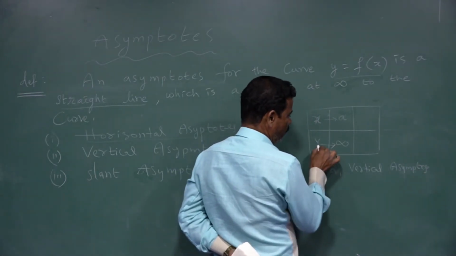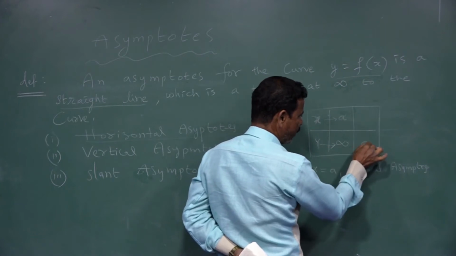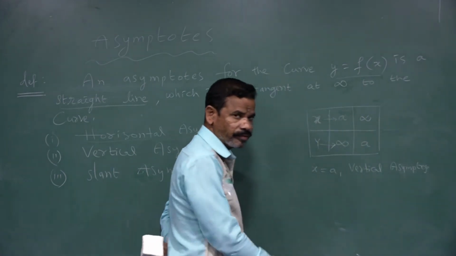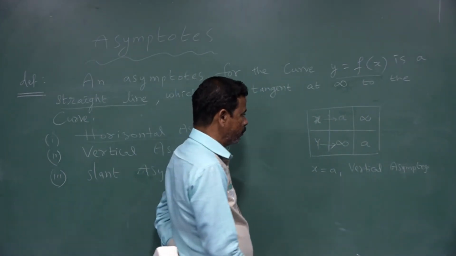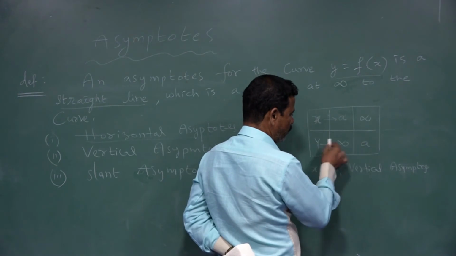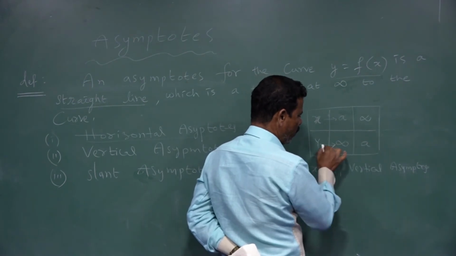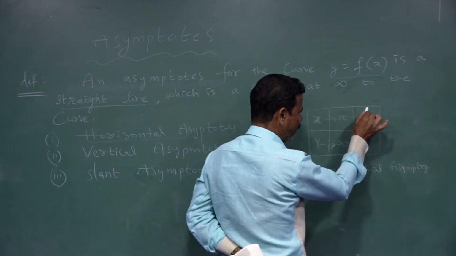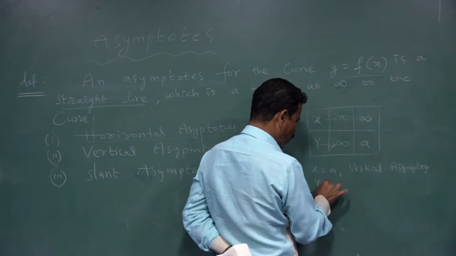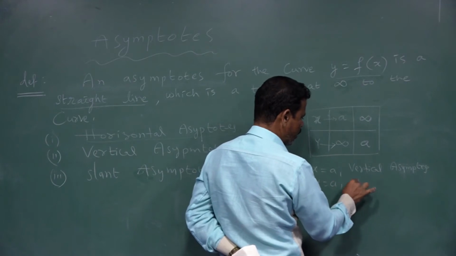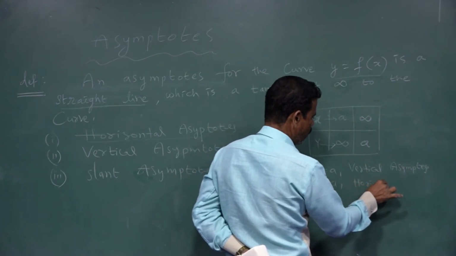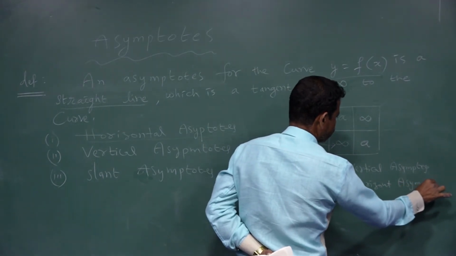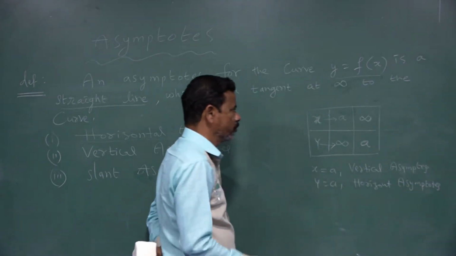If y is equal to a, then x reaches infinity. Where is the infinity? Y is equal to a, otherwise y tends to a, then x reaches infinity. Then y is equal to a is the horizontal asymptote.